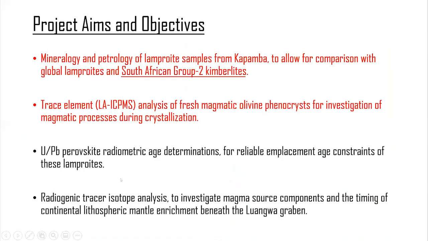But once the samples were acquired, we then came up with a list of project aims and objectives which we wanted to complete for the study. These included the mineralogy and petrology of the lamproites, in order for us to be able to compare them to other global lamproids and South African Group 2 kimberlites. It also included the trace element analysis of magmatic olivines for the investigation of magmatic processes during crystallization.